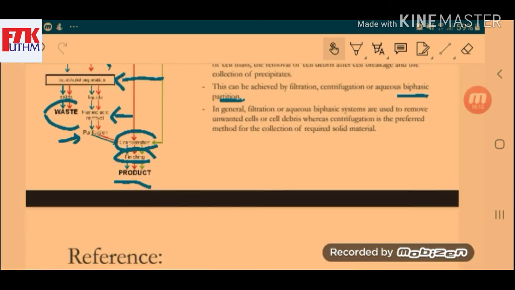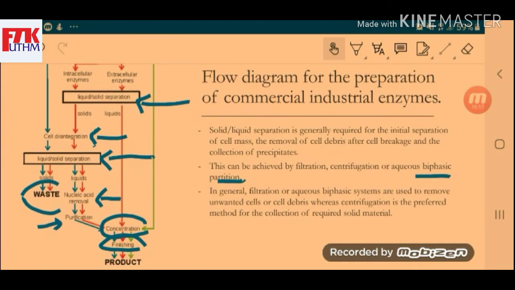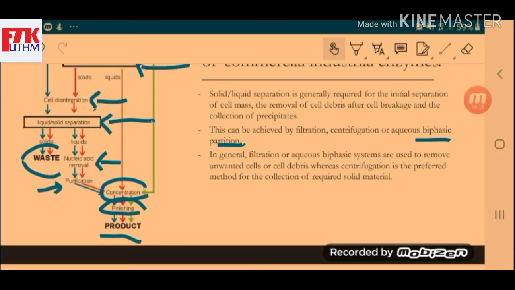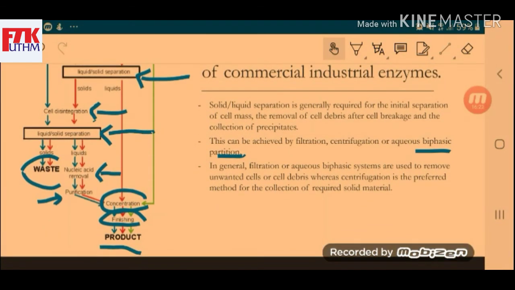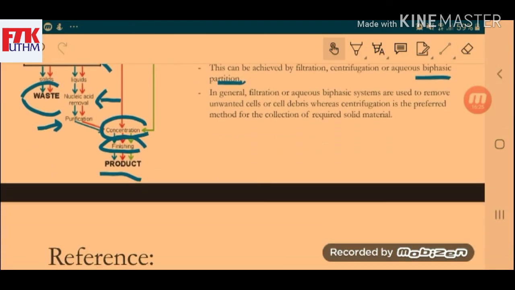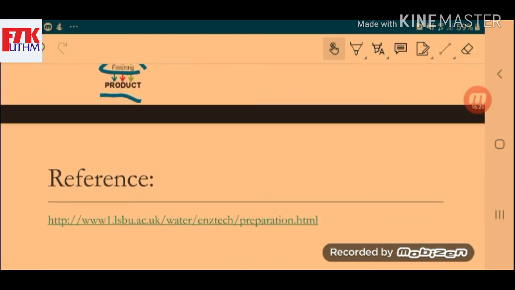Okay, so we will cover in a lot more detail the liquid-solid separation techniques within this enzyme preparation context. Okay, so we will cover that in the other lectures.